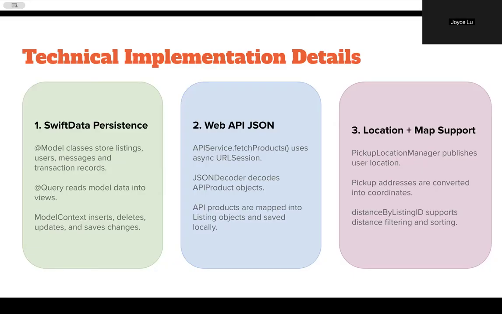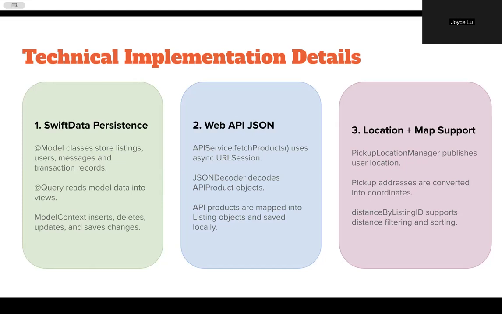Second, the app includes Web API JSON support. So API services use async URLSession to fetch product data from a web API. Then JSONDecoder decodes the response to API product objects. These API products are mapped into listing objects and saved locally so they can appear together with local marketplace listings.